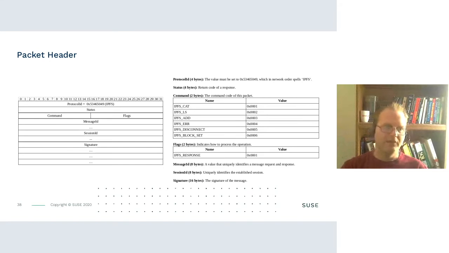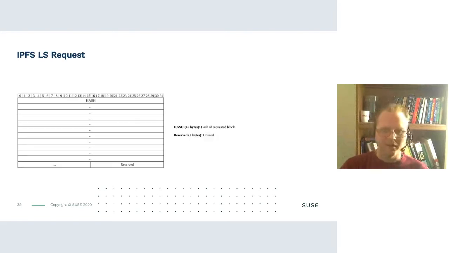So each simulated packet begins with a header to identify the type of packet as IPFS, also identify the command being sent or received. There is a flag to indicate whether the packet is a request or response packet, and there is also a signature field for verifying the authenticity of the sender.